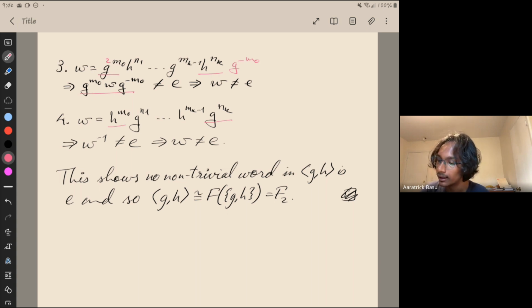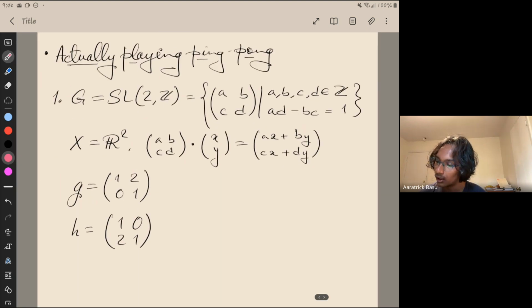But now, in the last 10 minutes or so, I want to sort of illustrate the difficulty, so to speak, of trying to apply this result. So we look at the group of 2x2 matrices that have integer entries and determinant 1. So these are matrices A, B, C, D, for which A, B, C, D are all integers, and the determinant AD minus BC is 1. Right. So this is our group.